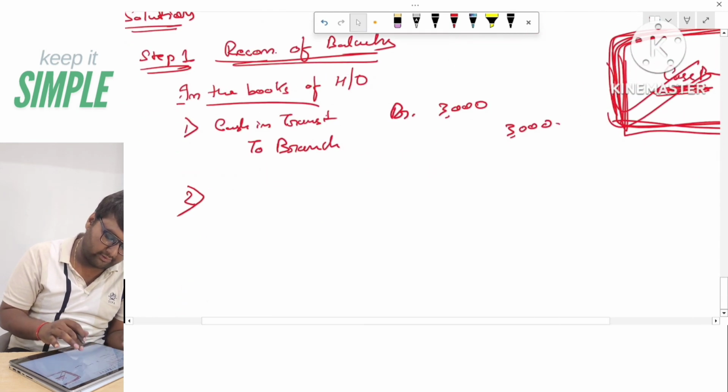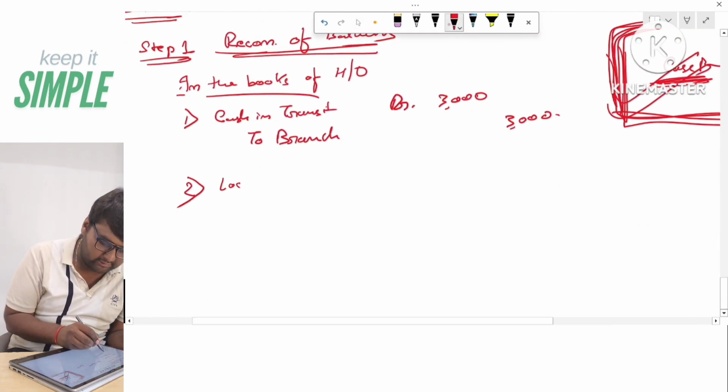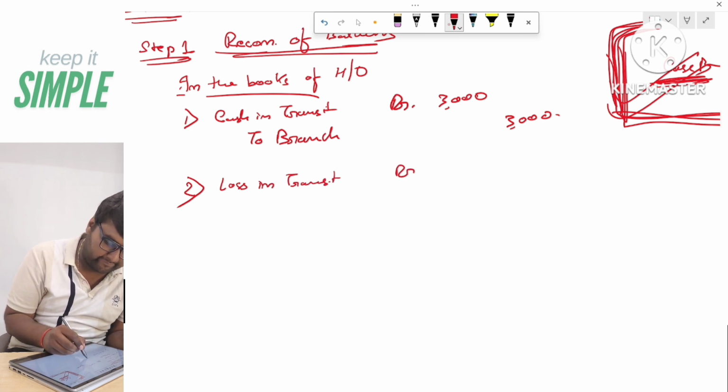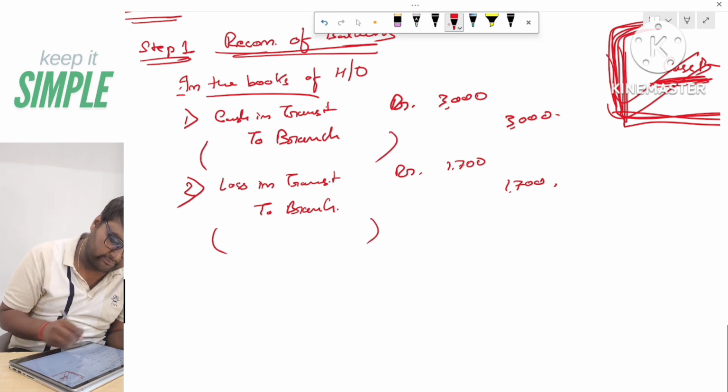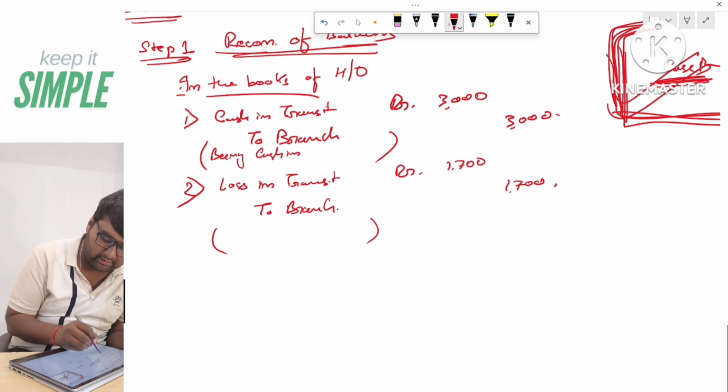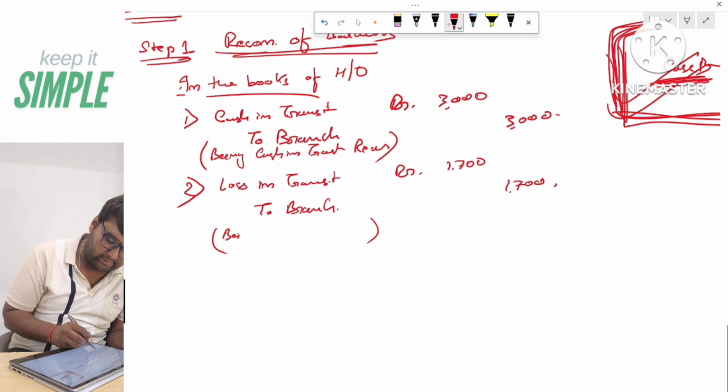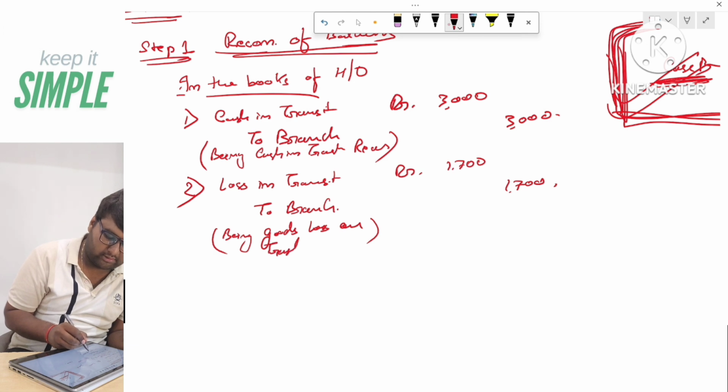So in the books of head office only we'll pass the second entry as well, that is loss in transit, debit to branch, 1,700. We write the narrations here: being cash in transit recorded, being goods loss in transit is recorded.